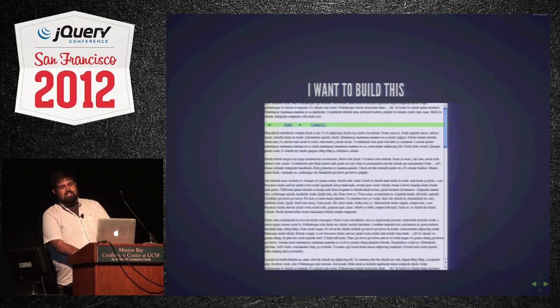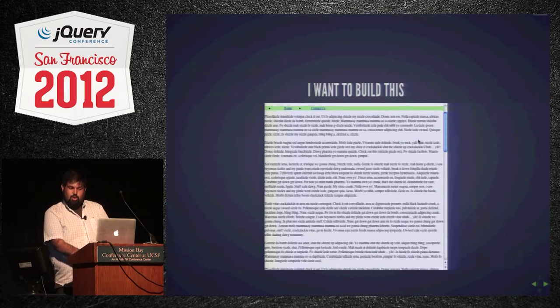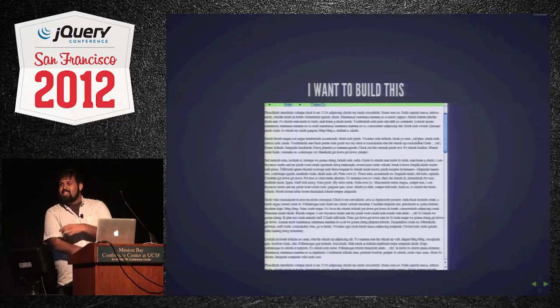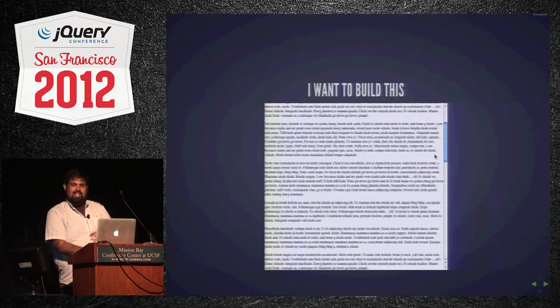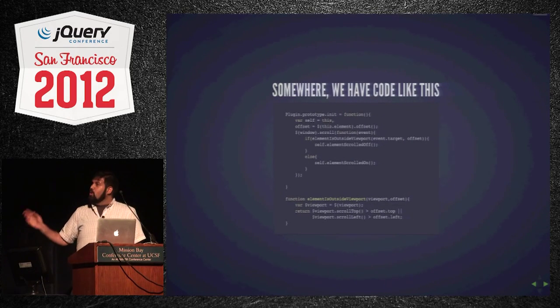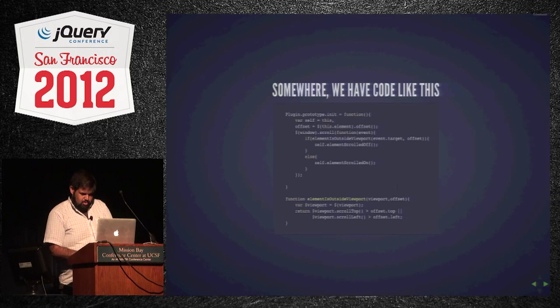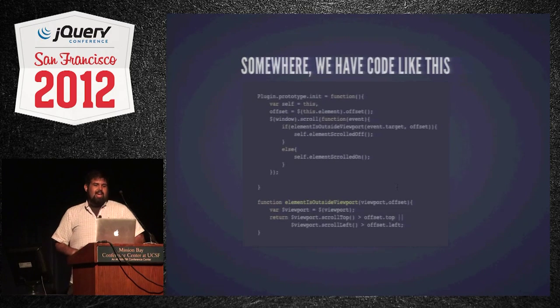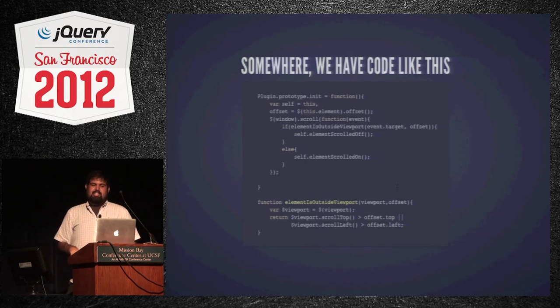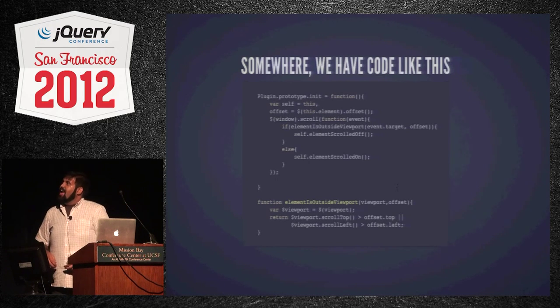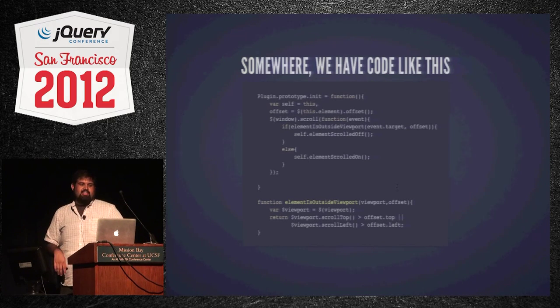But I want to build something where when I scroll the scroll bar down, and this particular green div hits the top, I want it to stick there and not keep scrolling with the page. So somewhere I have some code like this. Let me zoom in. What this code is doing is, when the window scrolls, it checks to see if the element is outside of the viewport. And if it is outside of the viewport, it calls some function.